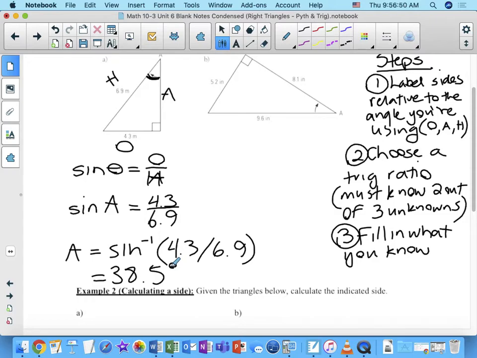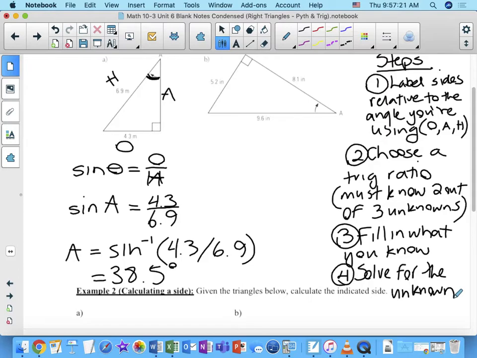Okay? In this triangle, we're going to start, and so step 4, by the way, is solve for the unknown. And again, step 4 is going to look a little bit different depending on whether you're looking for a side or an angle. Okay.